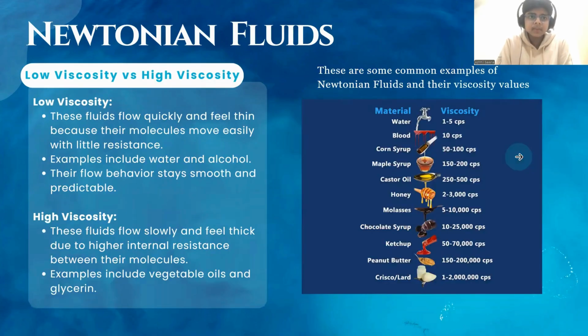Moving ahead. Now, doing a distinction between low viscosity and high viscosity fluids. Low viscosity fluids are the ones which flow quickly, feel thin, and the molecules have very little resistance between them. On the other hand, high viscosity fluids flow very slowly and have a lot higher internal resistance between their molecules. Examples of low viscosity fluids are water and alcohol. Examples of high viscosity fluids are glycerin and vegetable oil, and this table here describes some of the common examples of Newtonian fluids and their viscosity values.